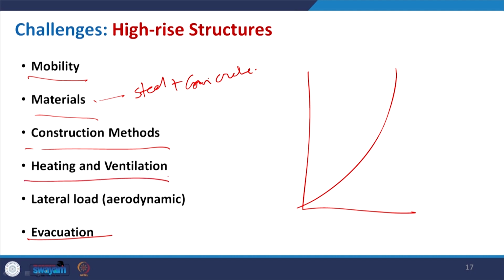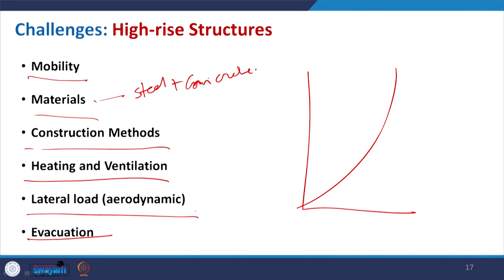Then the heating and ventilation at that height, we cannot think of natural ventilation or maybe the cross flow. So, we have to think of the heating and ventilation with the coated glass or maybe double glass, and then how we can protect the building from the lateral wind load. So, that need to be thought of.